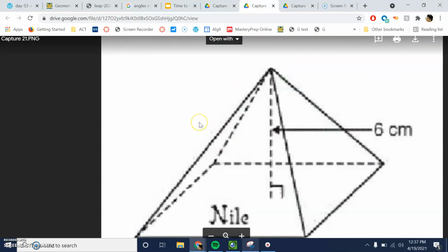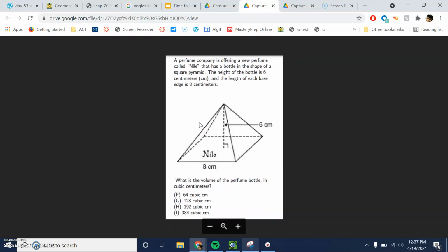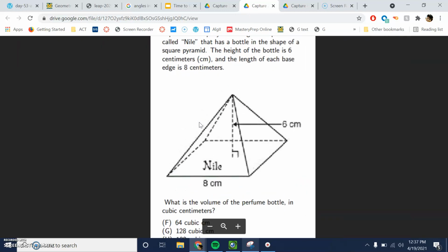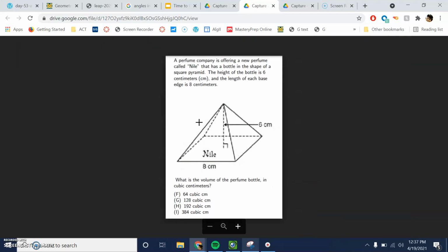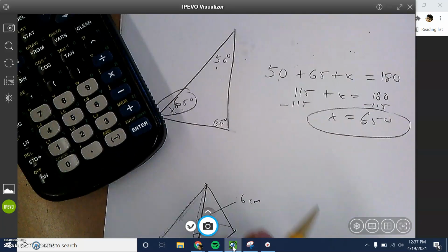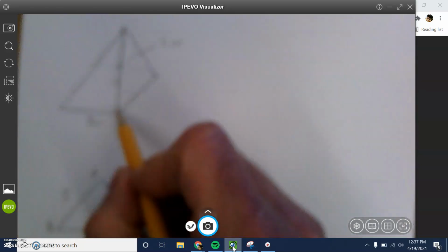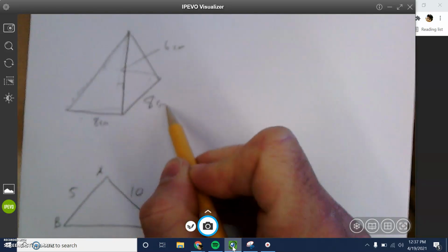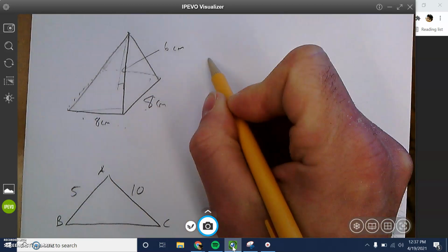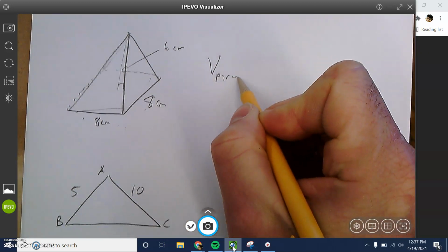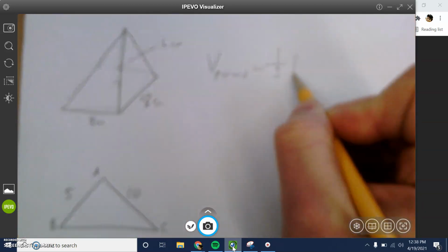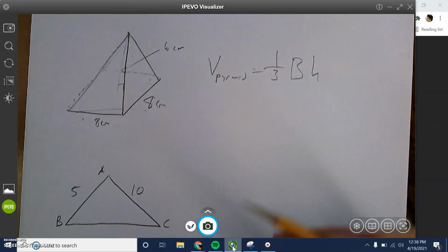This one. There you go. So, this is a square pyramid. What is the volume? Go. All right, let's see what we got. So, square pyramid. So, that means that this base is a square. So, that means all sides are 8. So the volume of a pyramid is 1/3 area of the base times the height.